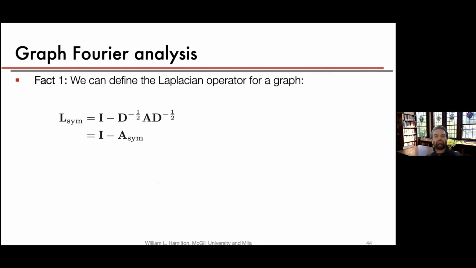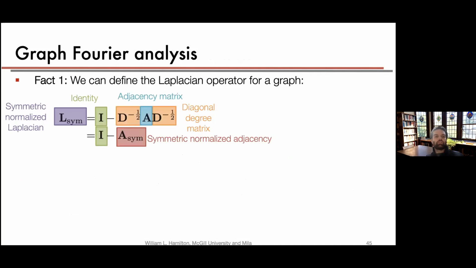First off, we're going to define what's called the Laplacian operator for a graph, also called the graph Laplacian. Here, I'm defining the symmetric normalized Laplacian because the math is a bit easier to work with for this variant, but there are other variants of the Laplacian we can derive things from. We define this Laplacian as the identity matrix minus a symmetric normalized version of the adjacency matrix, where A_sym is essentially the adjacency matrix, normalized for the node degrees in a symmetric manner.